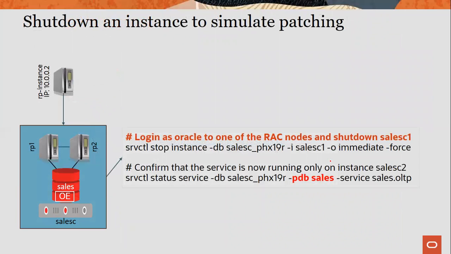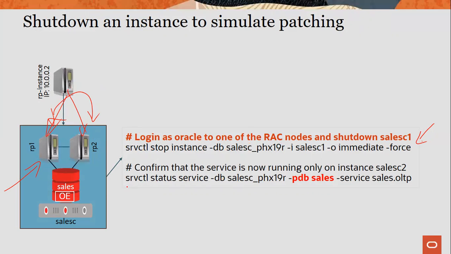Later, in real life, you would be shutting down an instance when there is a need to patch the RAC database. When you do that, I will show you how the connections will fail over. You remember, while the program is running, it opened a bunch of connections here, a bunch of connections here. And when you run this, these connections will be failed over to this instance. So that's what I'm going to show you.